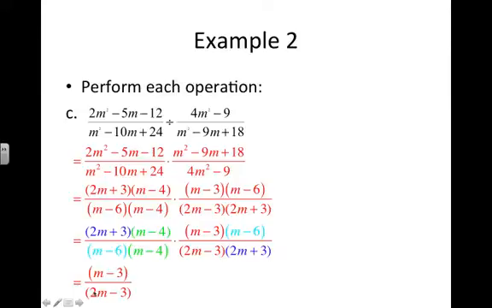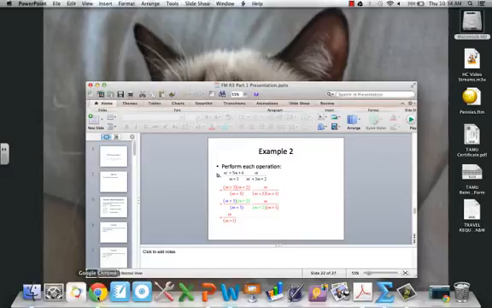Now, some people may want to cancel there. You can't, because they don't match exactly. They're part of a binomial. They have to match exactly to be able to reduce.